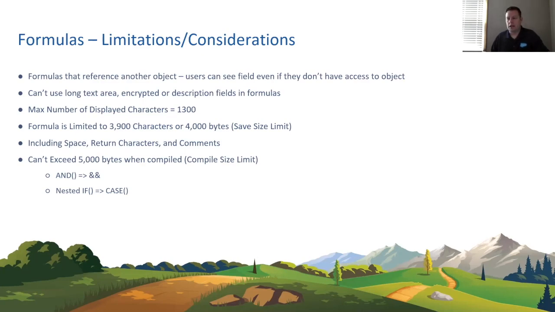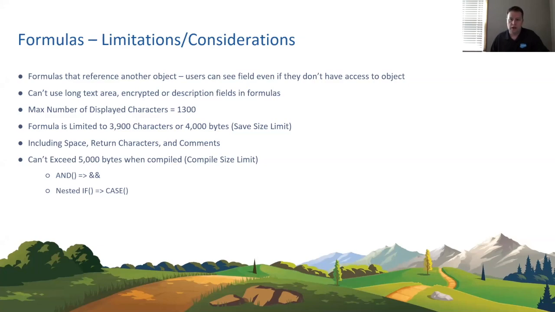The max number of displayed characters on a formula is 1,300. They talk about stringing together multiple formulas into multiple fields if you need to go longer than that, but I can only imagine that would be a text type thing where you would need that many characters. The formula itself is limited to 3,900 characters or 4,000 bytes. That's the save side limit, and that includes commas, spaces, returns, and comments. Even if you comment something out, that still counts toward characters and byte size.